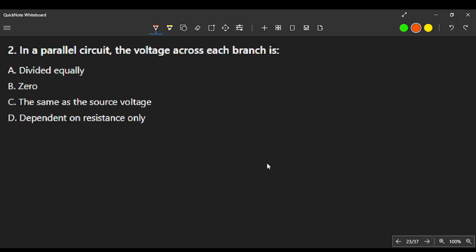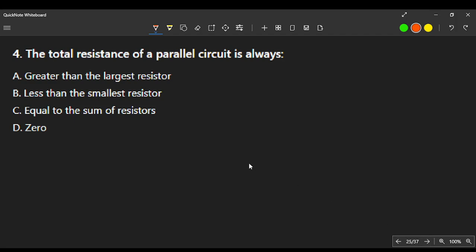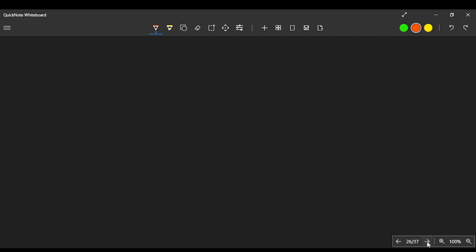Next, in a parallel circuit, the voltage across each branch is, so the correct answer for this one, since we are in parallel, is the same as the source. The total resistance of a series circuit is, so for series, we just add all of our resistances. So this will be the sum of all resistances. The total resistance of a parallel circuit is always, so the correct answer for this one is always less than the smallest resistor connected in series.